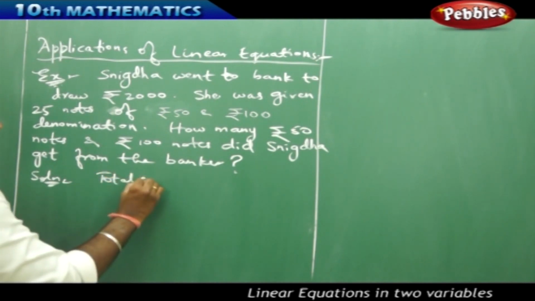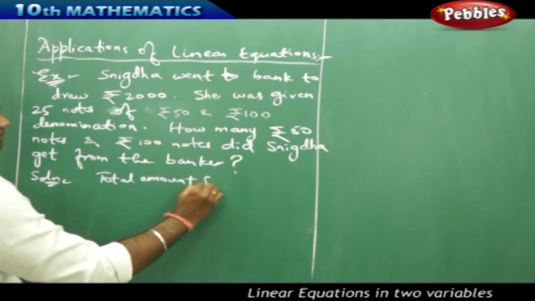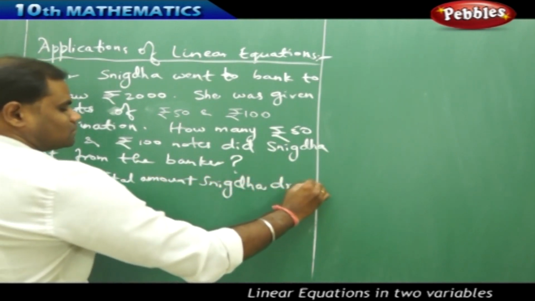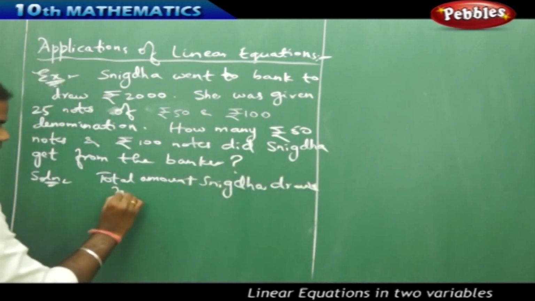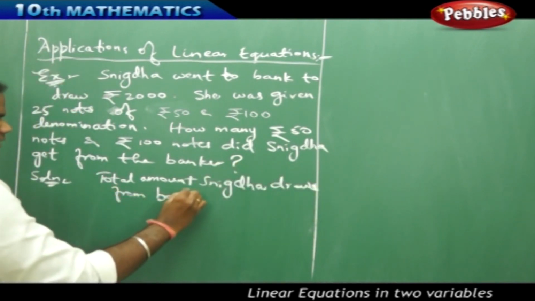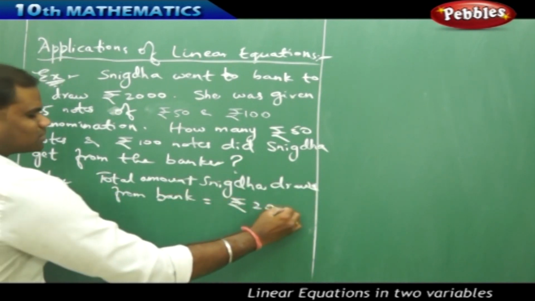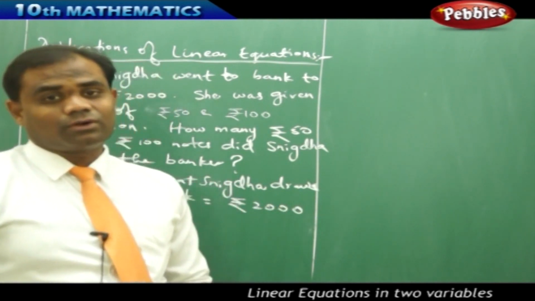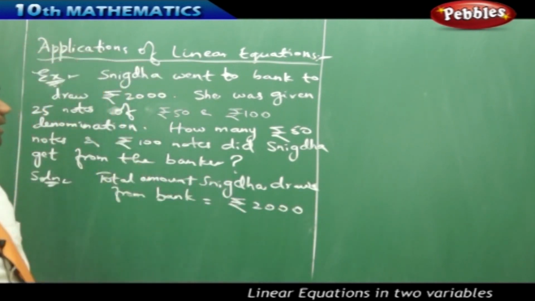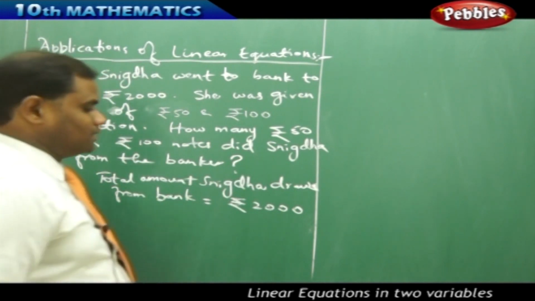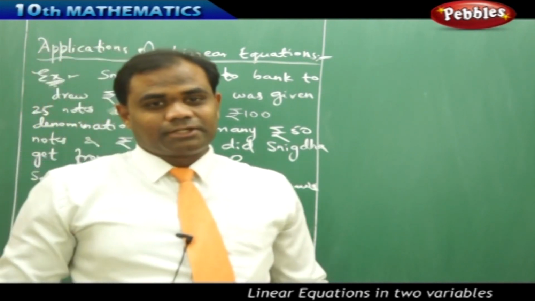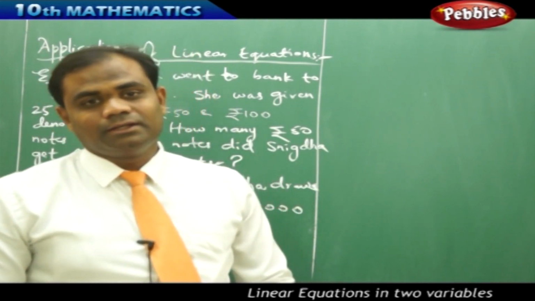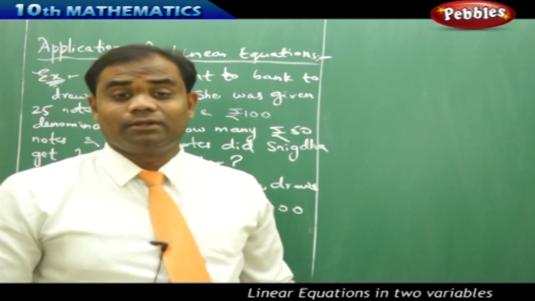So initially, I see that the total amount Snigdha draws from the bank is clearly given to be rupees 2000. But the question here is we don't know how many 50 rupee notes or how many 100 rupee notes she is getting. So because we don't know the exact number of 50 and 100 rupee notes given by the banker, I assume them as x and y, the unknowns.